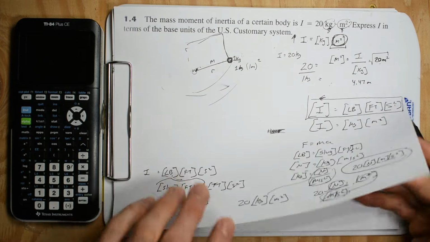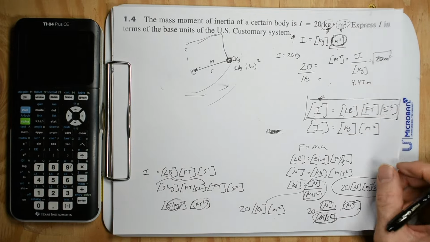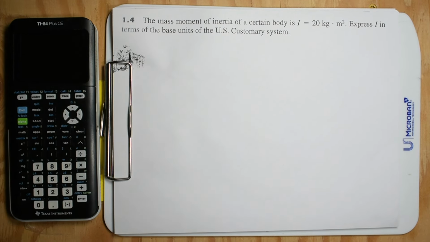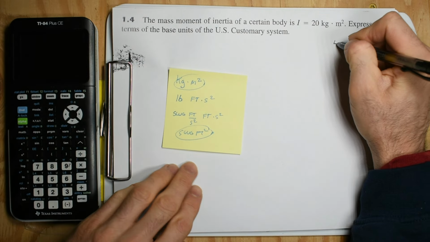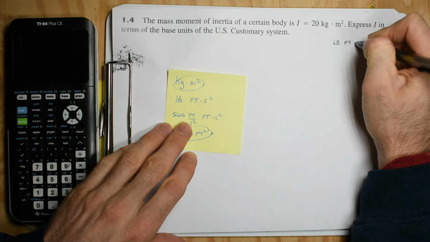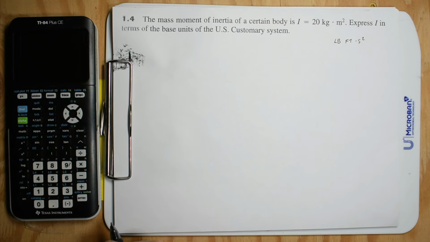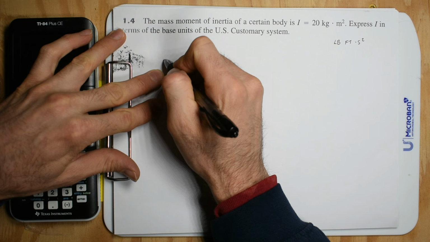All right, hell yeah. So let's get a fresh sheet of paper, and let's do this problem. All right, hell yeah. And I just got to figure out what the hell we're even doing. But yeah, pounds, feet, second squared. So this is one way to do it. So, yeah. Anyway.